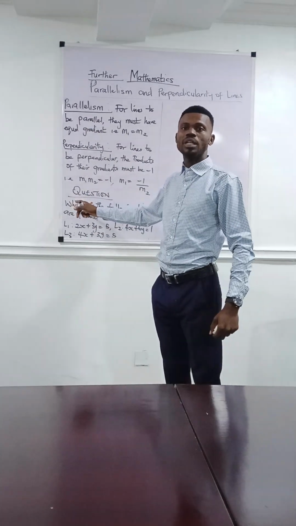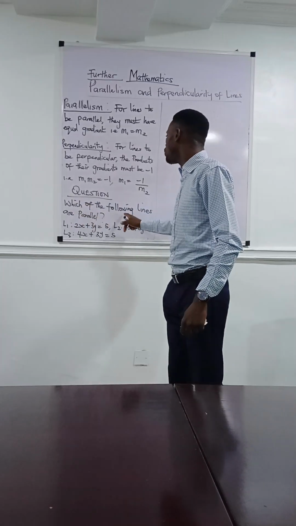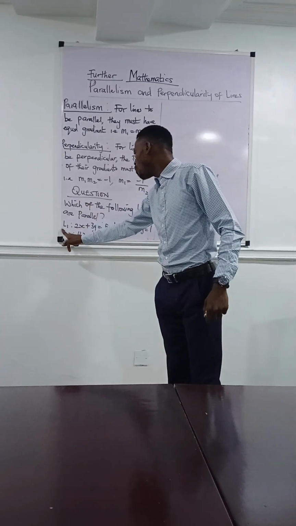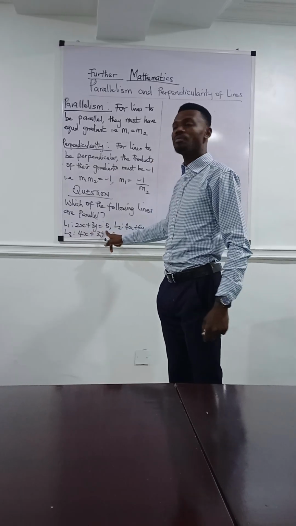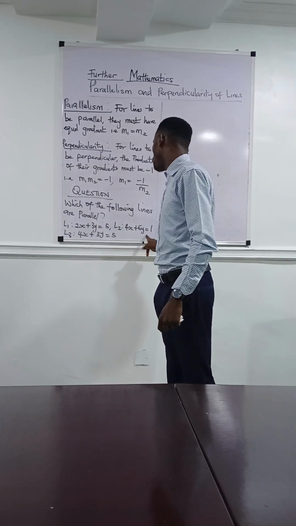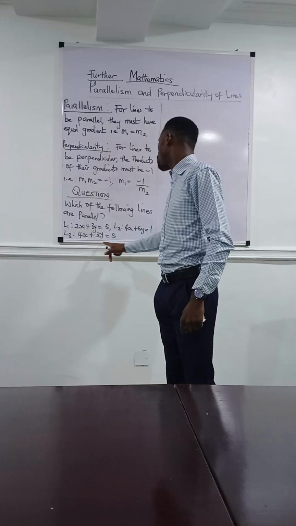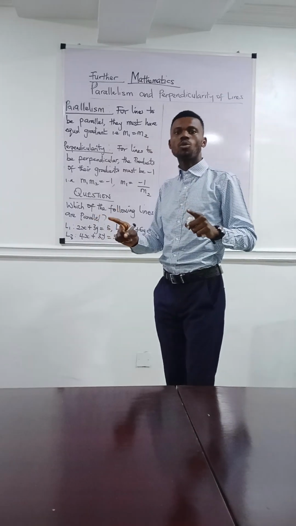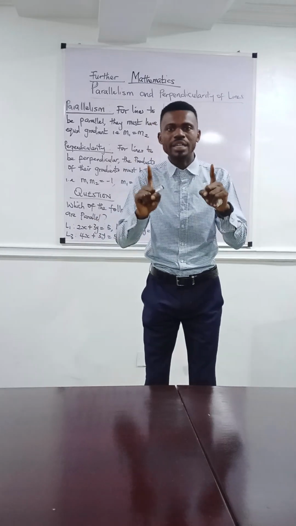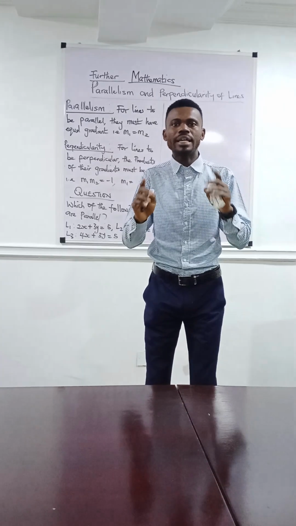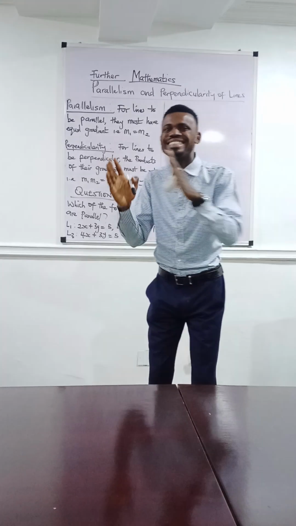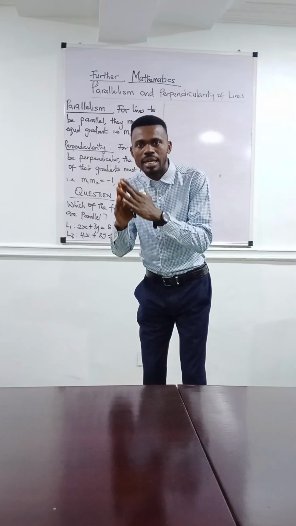Now we have a question here for us to solve. Which of the following lines are parallel? L1 says 2x plus 3y equals 5. L2 says 4x plus 6y equals 1. L3 says 4x plus 3y equals 5. First thing first, we have to calculate the gradient of each of these lines. After getting the gradients, the ones that are the same are the ones that are parallel.